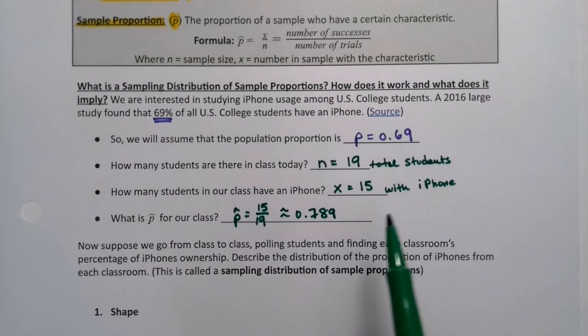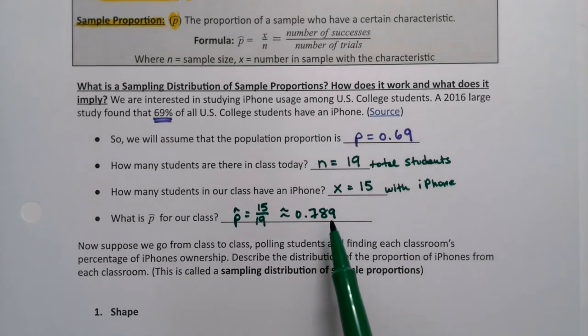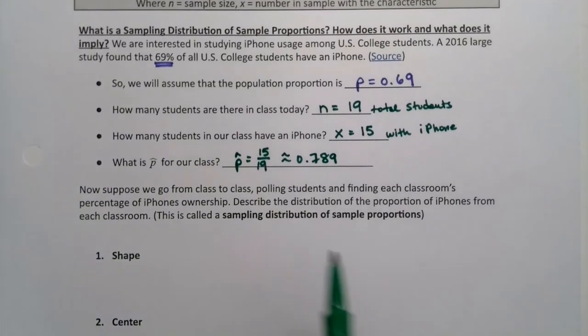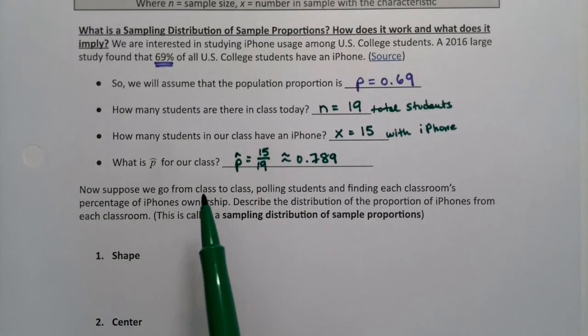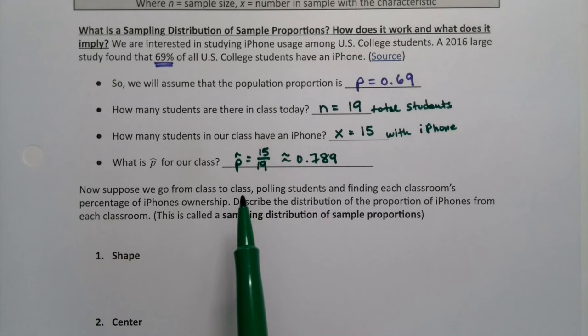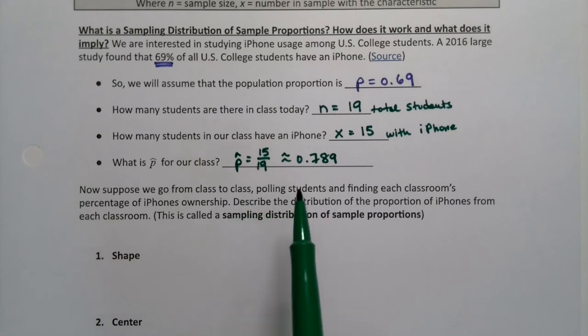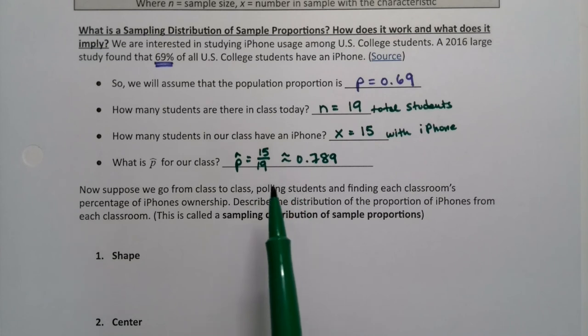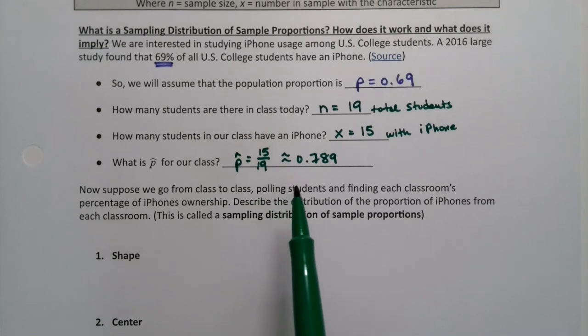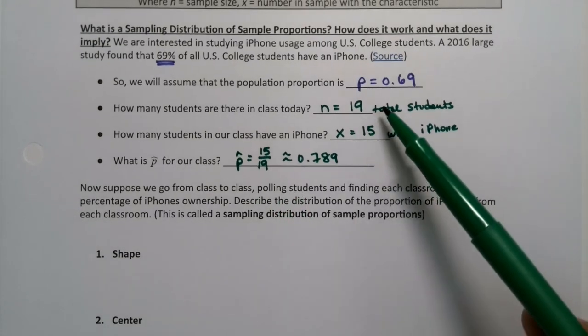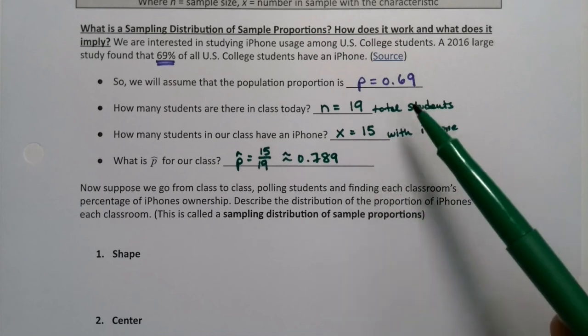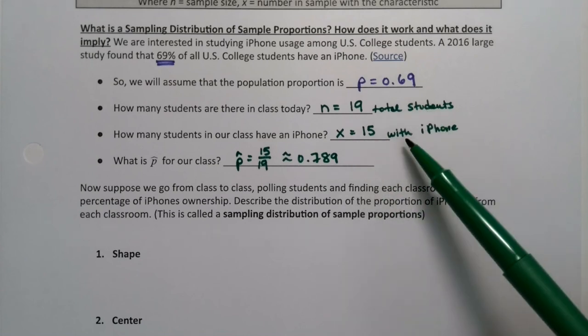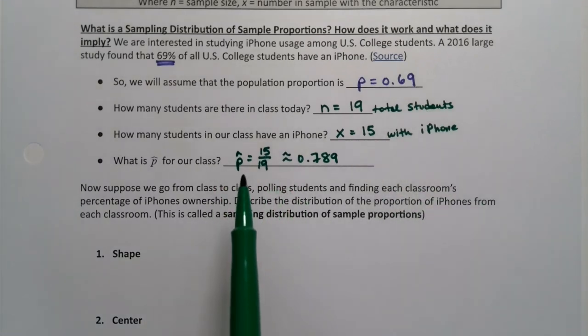All right, so that was one class on one day. So suppose we then walked around campus, went from class to class. This is obviously pre-COVID that I was thinking about this. You poll students in everybody's class. You go to one class and ask, how many of you are here today? How many of you have iPhones? Then you go to the next class. How many of you are here? How many have iPhones? And you get a P hat for each class.